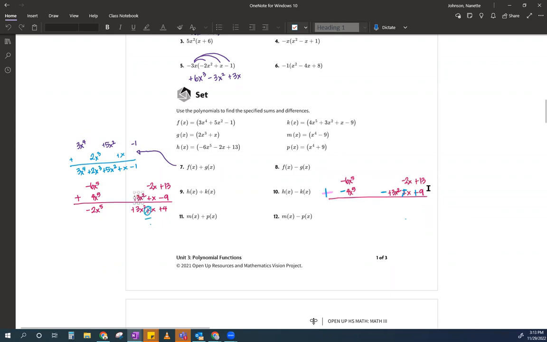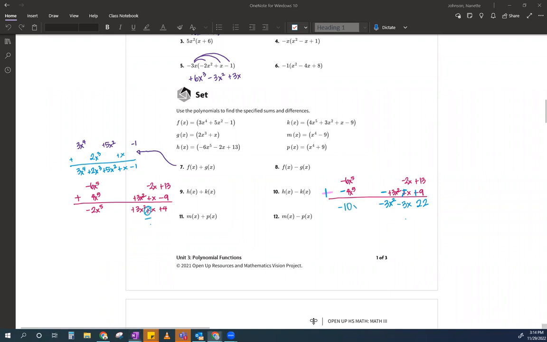Okay, so 13 plus 9, that's 22. I'm going to go slowly this time so I don't make a mistake. Negative 2x minus x, that's negative 3x. Negative 3x squared is negative 3x squared. Negative 6x to the 5th minus 4x to the 5th is negative 10x to the 5th. Ta-da! So there's my answer.